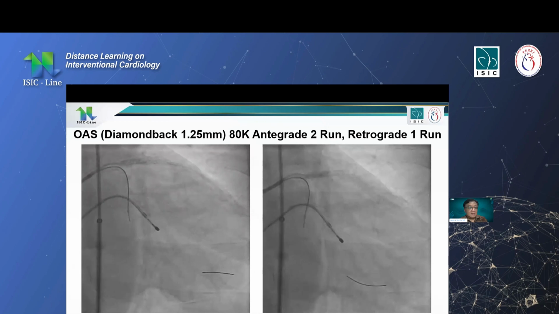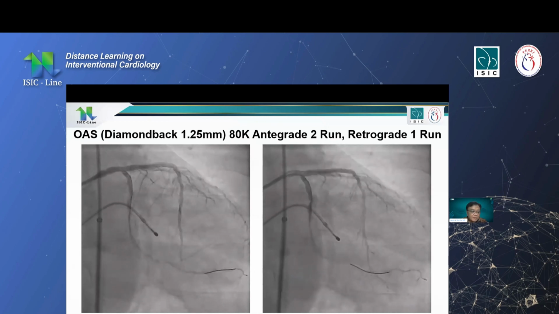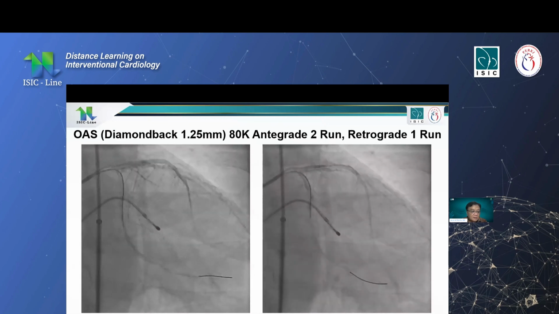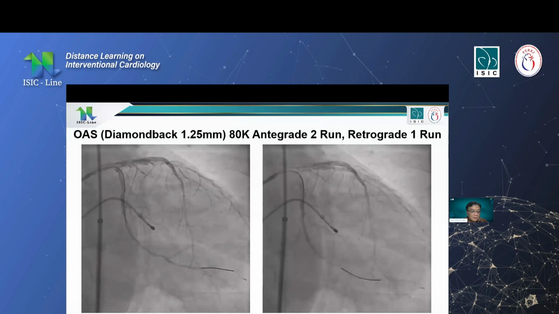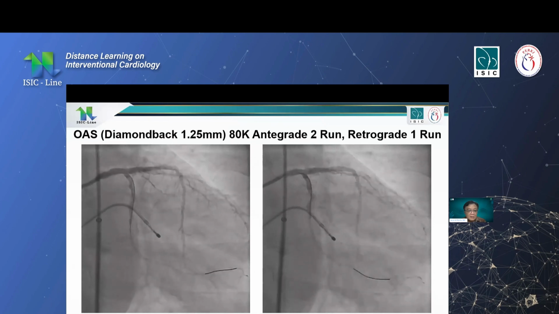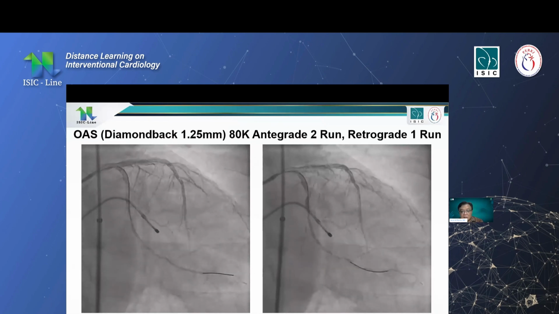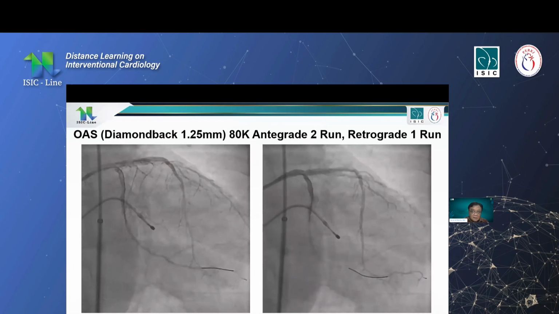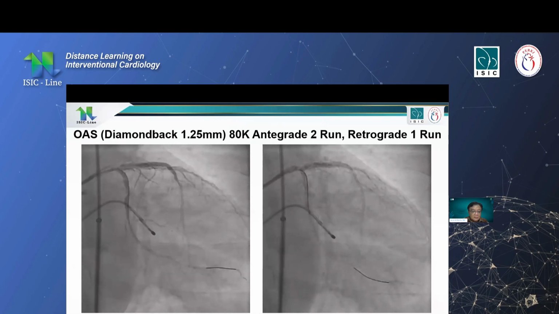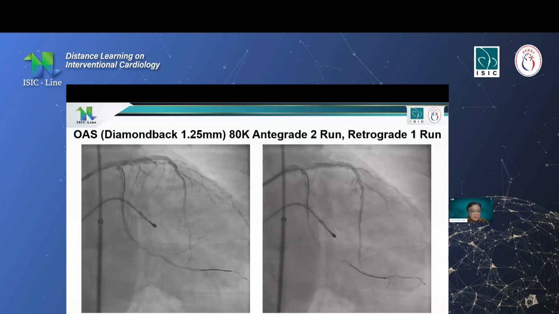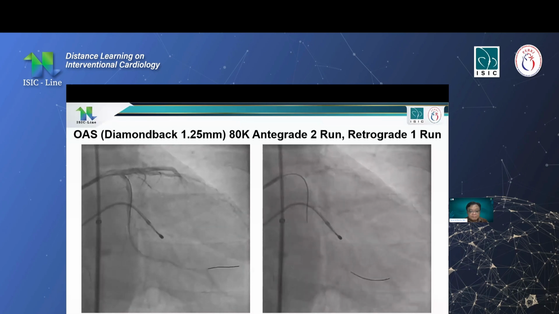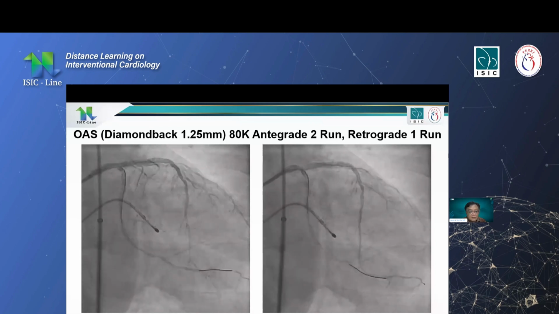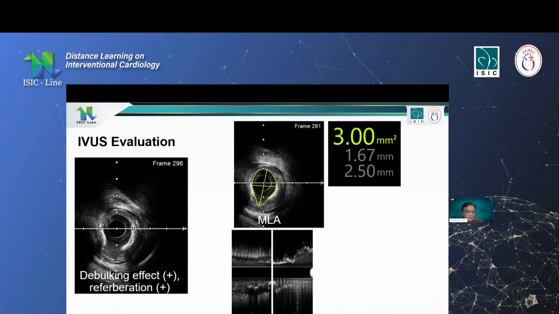So we did further lesion preparation with orbital atherectomy with Diamondback 1.25 millimeter at a speed of 80,000, running retrograde one run. Because of that calcification, we thought that we needed to further polish the lesion. After that, we did IVUS again, and this time there is some improvement in the diameter of the stenosis, and MLA is now 3.0.